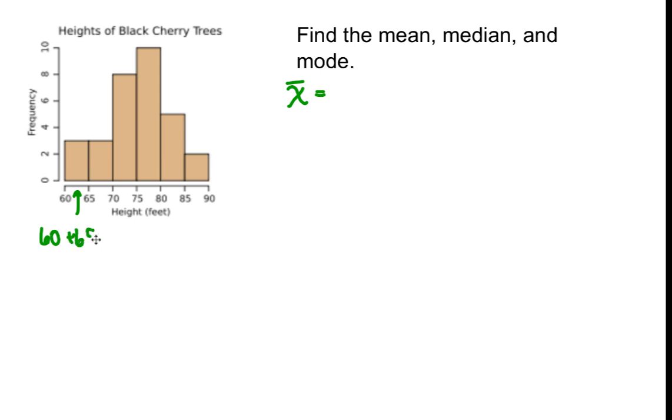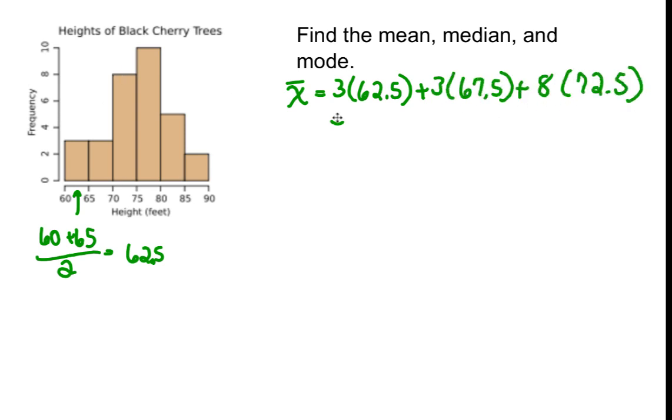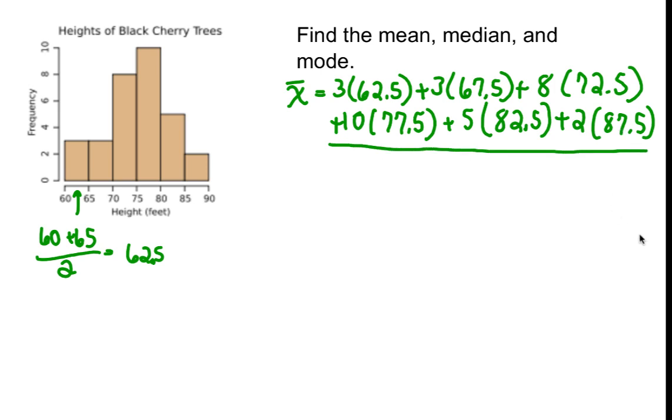On a histogram, when you have a range of values, the minimum and the maximum value for each bar, you find the number in the middle. And then we assume that every data point is that value. So for the first bar, I have 3 times 62.5. For the second bar, I'm also going to have 3 times 67.5. And I continue that pattern for each bar in the histogram, adding the totals together and then dividing by the number of data points I have, or dividing by n.